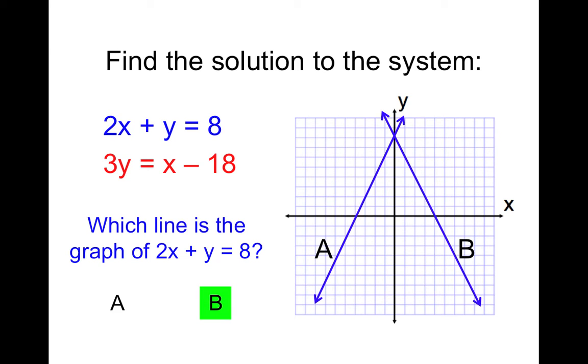Line B is our line because if we're going to put this in y equals mx plus b form, we need to subtract the 2x from both sides. Therefore, the slope is negative 2 and the y-intercept is 8. That's line B.